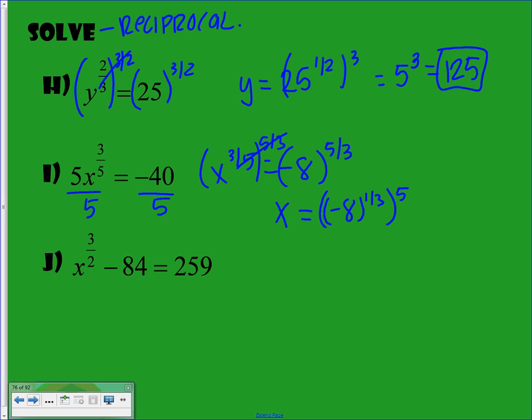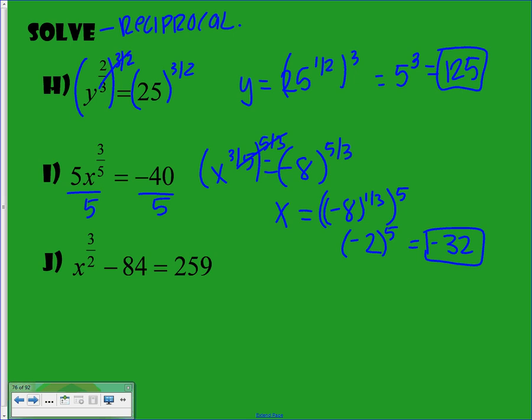Well, -8 to the 1/3 has to be a -2, right? -2 times -2 times -2 is -8. And then that to the 5th power gives me a -32. So watch your negatives there. Because those were both odd exponents, my answer stayed negative. If one of those had been even, it could have possibly gone to be a positive. So be very careful there.